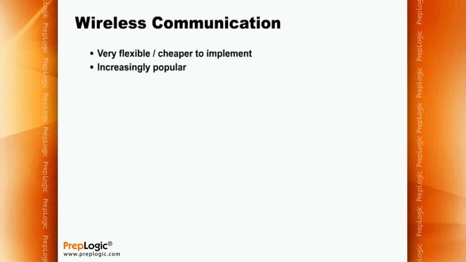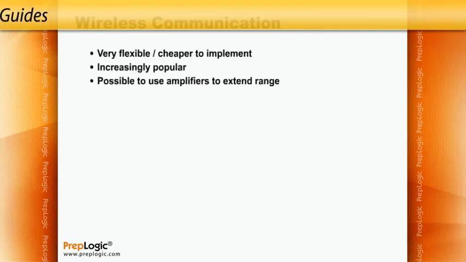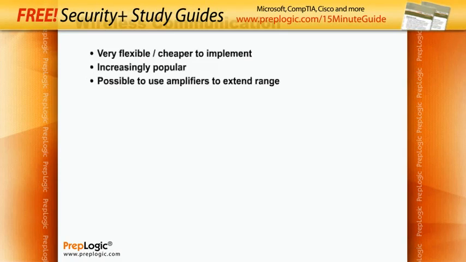What's also interesting is that I can use external antennas and amplifiers to extend the range, up to 20 miles in some cases. I have to mention that we use the concept of an access point. The access point really refers to a wireless hub, if you will. This is a device that talks to all the various wireless components out there and connects them to the wired part of your network.